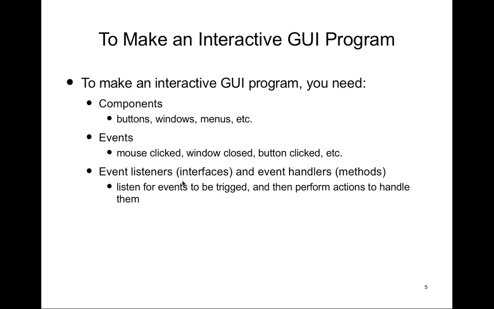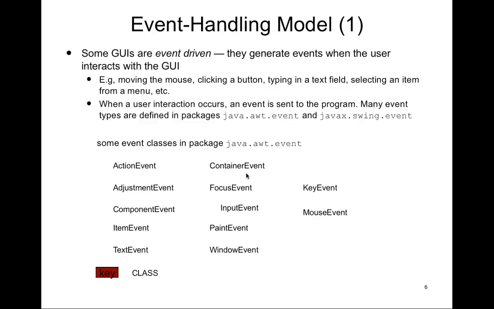The event listener: events happen whether or not you have a listener. If the person takes the mouse and clicks on a button, that event occurs. If you want to capture it, you have to implement an event listener. So you set a listener on a button to say, listen to that button. When that user clicks the button, do this, which is the event listener's job. It listens for events to be triggered and then performs actions to handle the events once they occur.